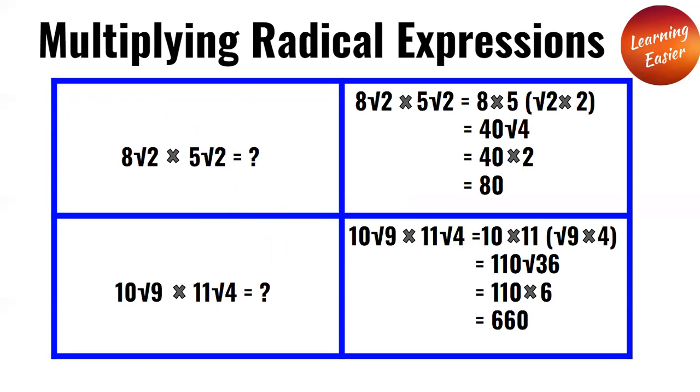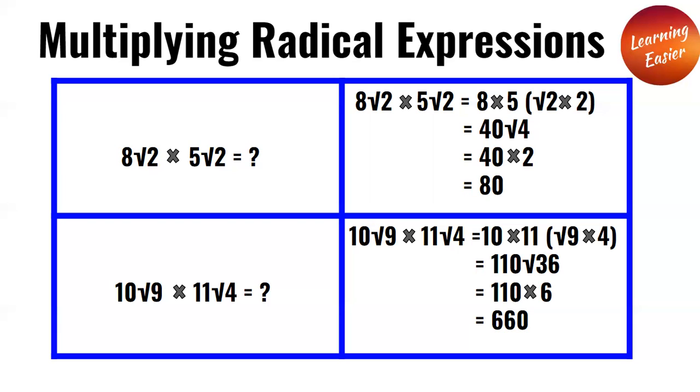Multiplying radical expressions. 8 square root of 2 times 5 square root of 2. Since we have the same index of 2, we can just multiply them. 8 times 5 is 40, and the square root of 2 times 2 is equal to the square root of 4. 40 square root of 4 can be simplified into 40 times 2, which is equal to 80. 80 is the answer for this problem.